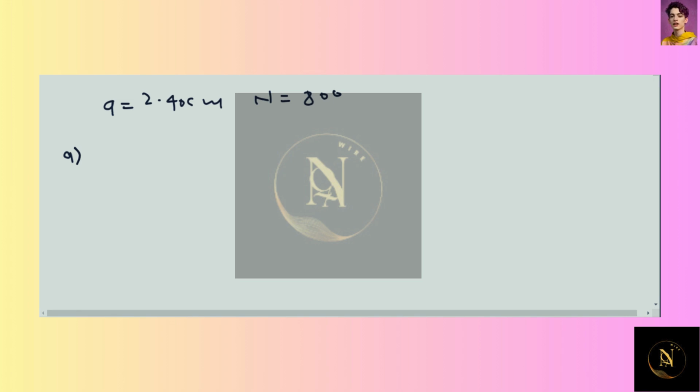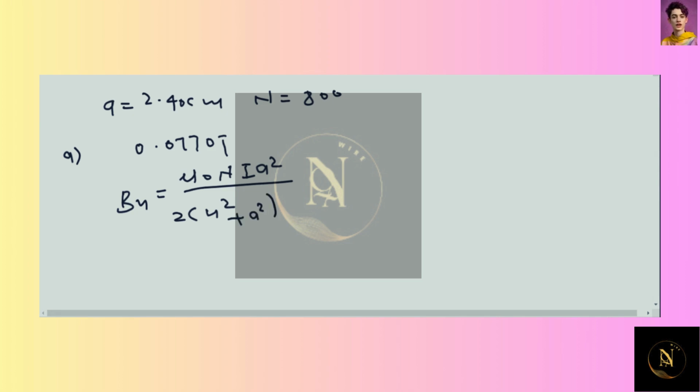First we need to find the current in the loop such that the magnetic field at the center of the coil is 0.0770 Tesla. The magnetic field due to a loop of radius a at any point x on the axis of the loop is given by, magnetic field on axis of loop is equal to mu naught times n times I times a square divided by 2 times (x square plus a square) to the power 3 by 2.